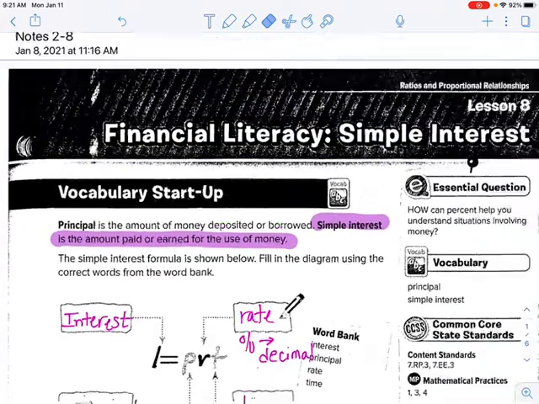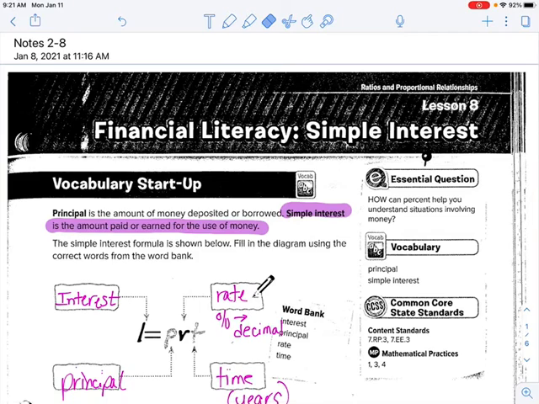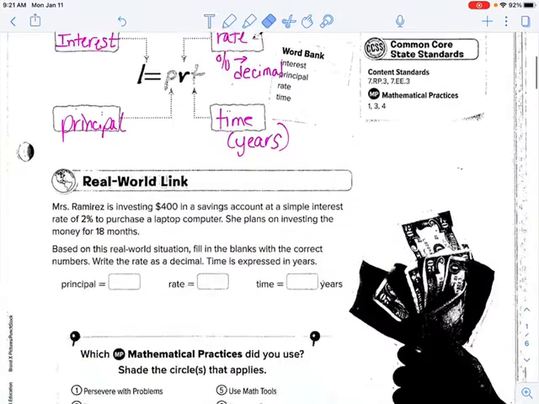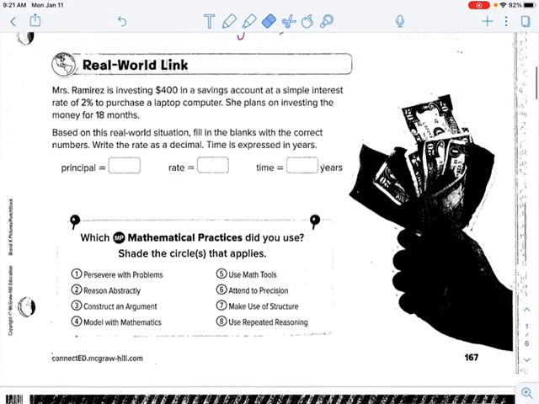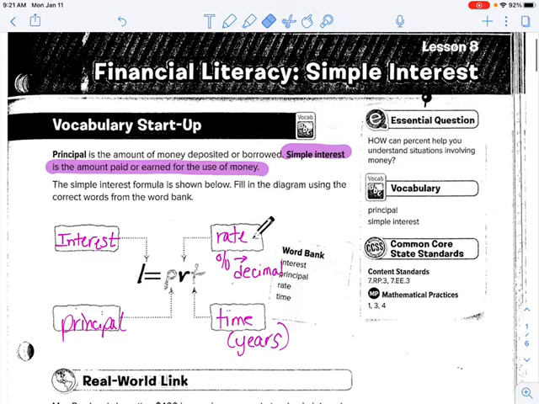We are moving into lesson 8 in chapter 2 on simple interest, and this is on page 167 of your book. I'd like you to look at the definition for principal up at the top. The amount of money deposited or borrowed. So if you would put $50 into the bank, that would be your principal. If you borrowed $1,000 from the bank, that would be your principal.